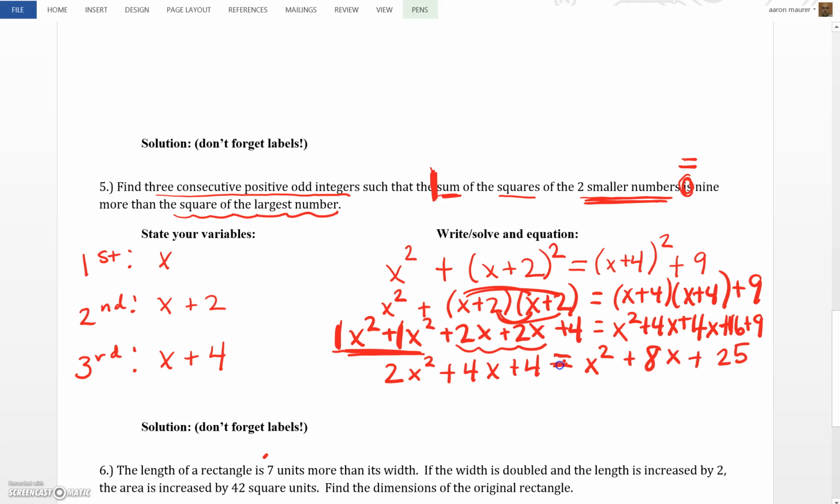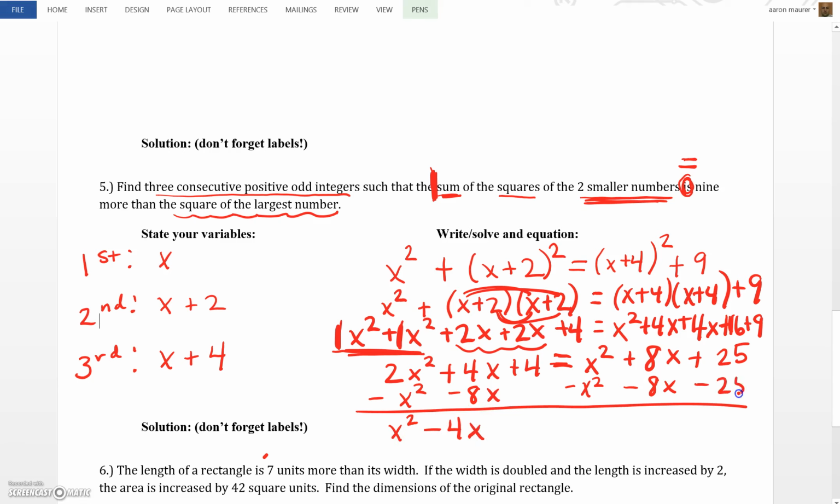Now keep in mind here we have this equal sign, so we have to solve. So in order to solve it, we need to get this equal to 0 before we can start to factor it. So I'm going to subtract x squared from both sides, and I get x squared. Then I'm going to subtract 8x from both sides and get negative 4x. Then I am going to subtract 25 from both sides and get negative 21.